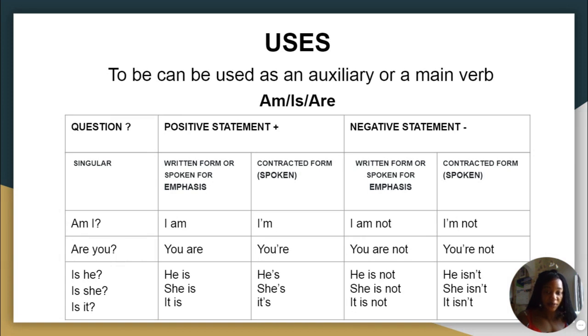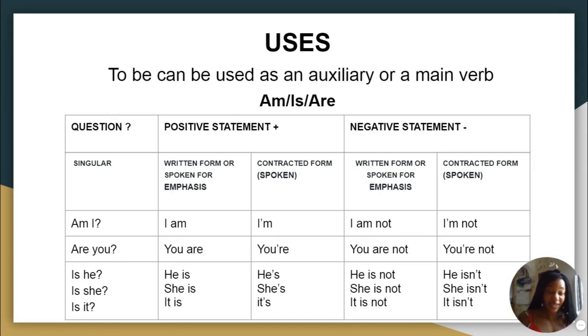Positive statement on the written emphasis, you are. Spoken form, you are. Negative statement, you are not. Spoken negative form, you're not. It's like you just take them as in one.